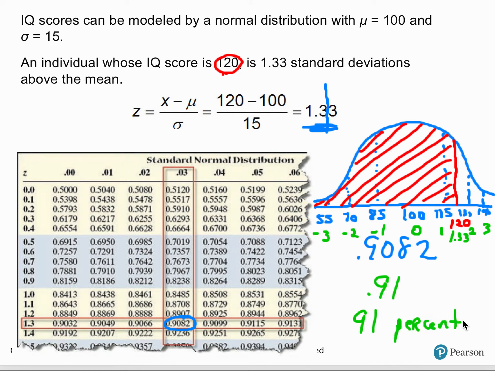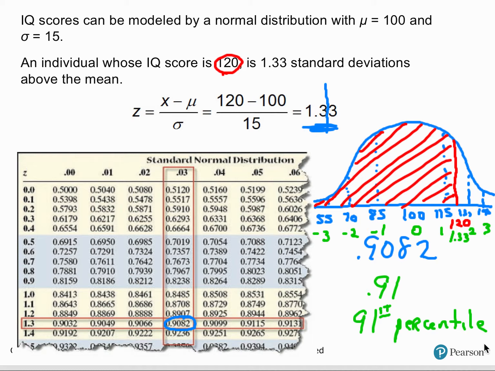His percentile ranking is 91. He's in the 91st percentile. So notice how all of that is related. Okay. So, does that make sense? Because we want to think about these steps every single time.